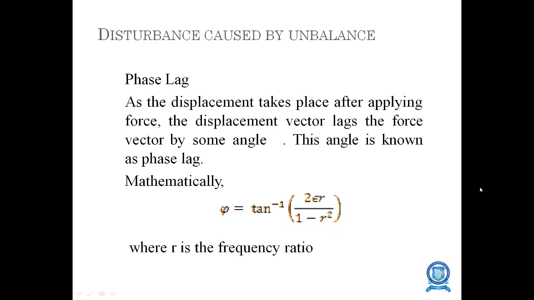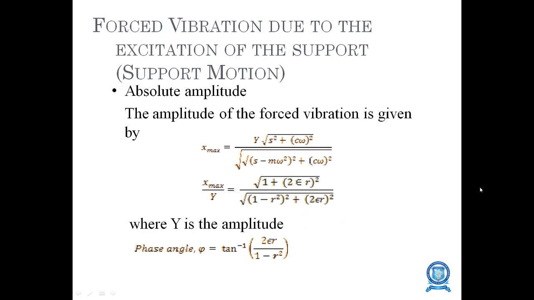Next, the phase lag. As the displacement takes place after applying force, the displacement vector lags the force vector by some angle. This angle is known as phase lag phi. Mathematically, phi is equal to tan inverse of 2 eta r divided by 1 minus r square, where r is the frequency ratio. Next is the absolute amplitude.